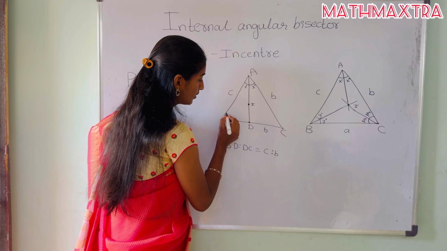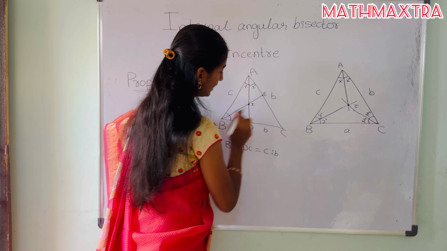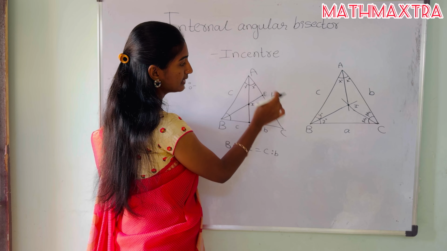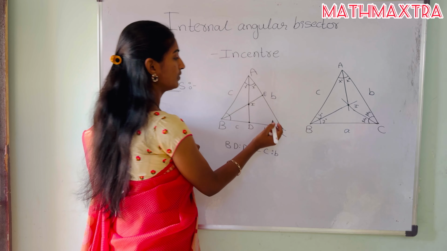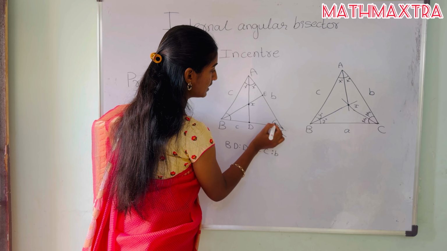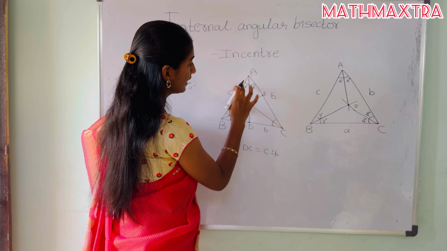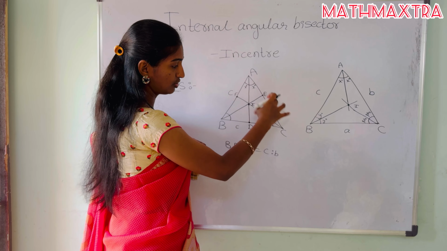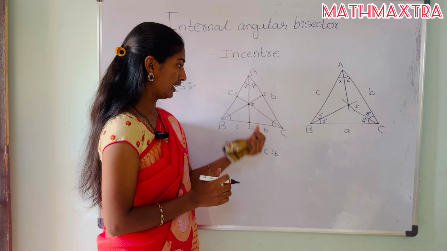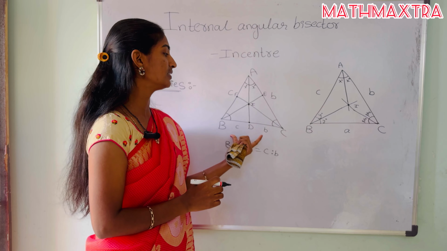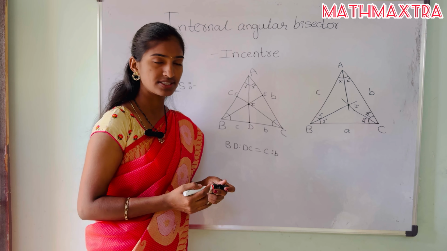Similarly, if BE is an internal angular bisector, it divides this side in the ratio of these two sides, isn't it? And if this is one more internal angular bisector, this again divides this side in the ratio of the remaining two sides. Okay. So this way the internal angular bisector divides the third side in the ratio of the remaining two sides. Okay. So this is the second property.